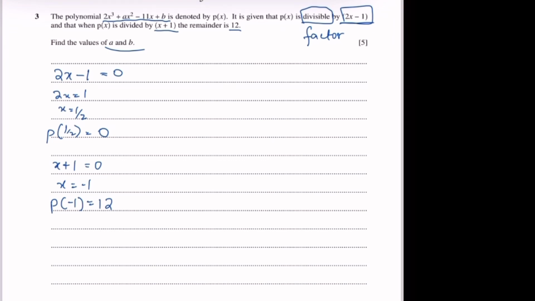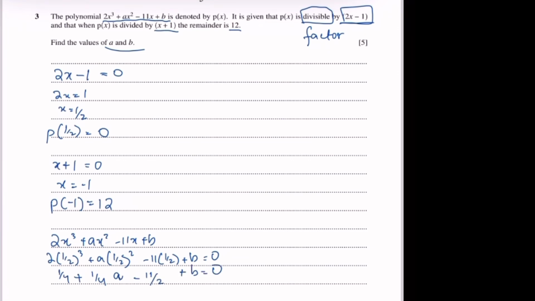First let's put half instead of x. So the polynomial is 2x cubed plus ax square minus 11x plus b. Now 2 into half cubed plus a into half squared minus 11 into half plus b is equals to 0. Now this is 1 upon 4 plus 1 upon 4a minus 11 upon 2 plus b is equals to 0.